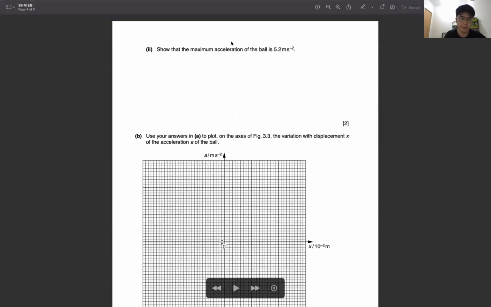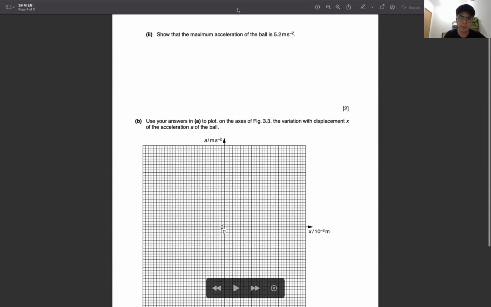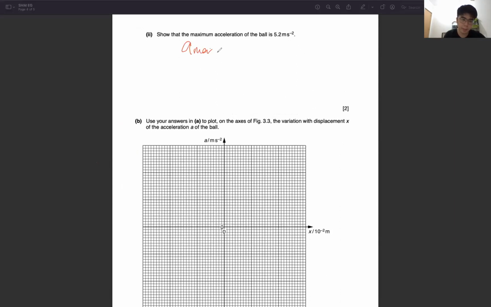Okay, show that the maximum acceleration of the ball is 5.2. Right, same as the first one. a max equals omega square r. We are given the frequency, so we use 2 pi f squared r. 2 pi times 2.8 squared times 0.017 in meter. And we get approximately 5.2 meter per second squared.